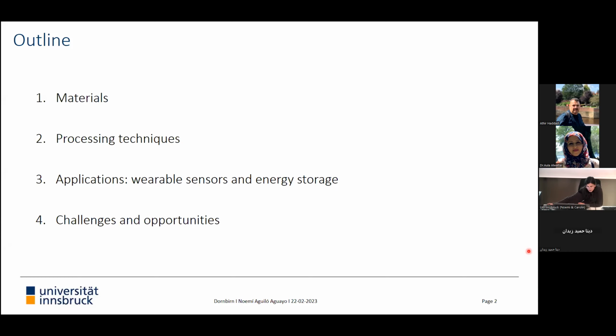I would like to talk about the materials used in conductive textiles, the processing techniques to prepare these conductive textiles, and then I will talk about some applications, especially in the topic of wearables, sensors, and energy storage. And finally, I will describe some challenges and also opportunities in this topic.